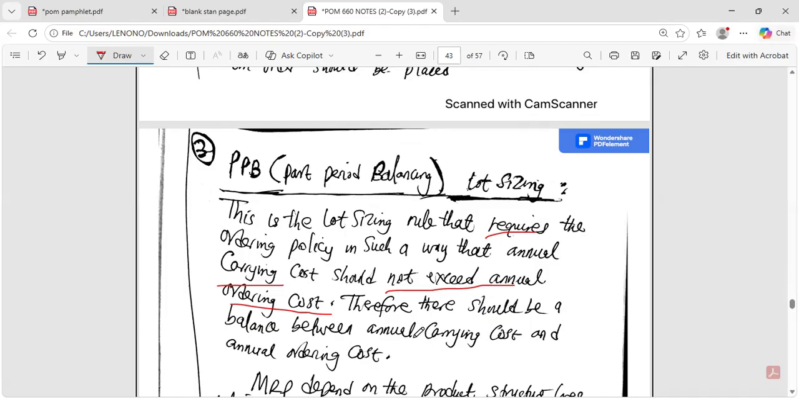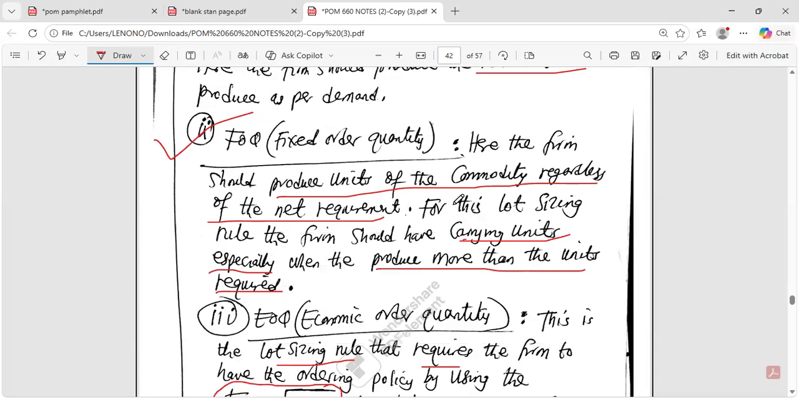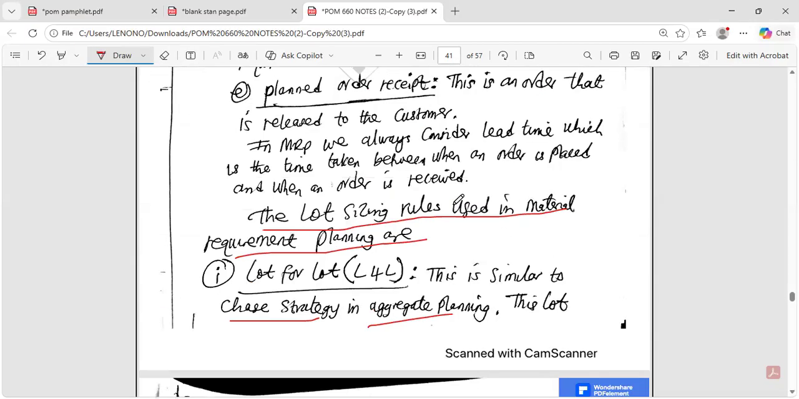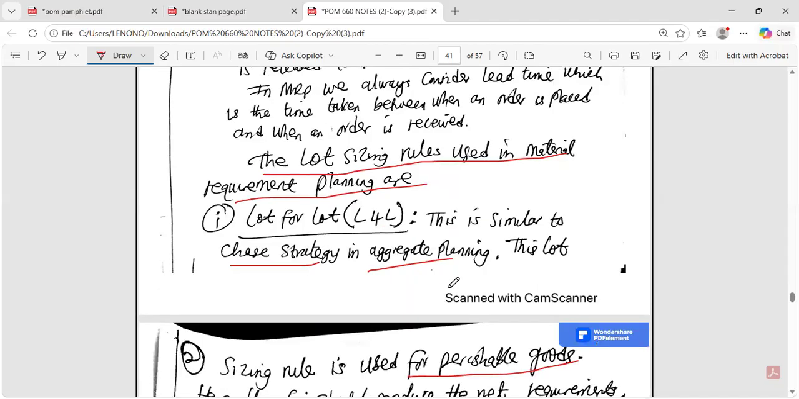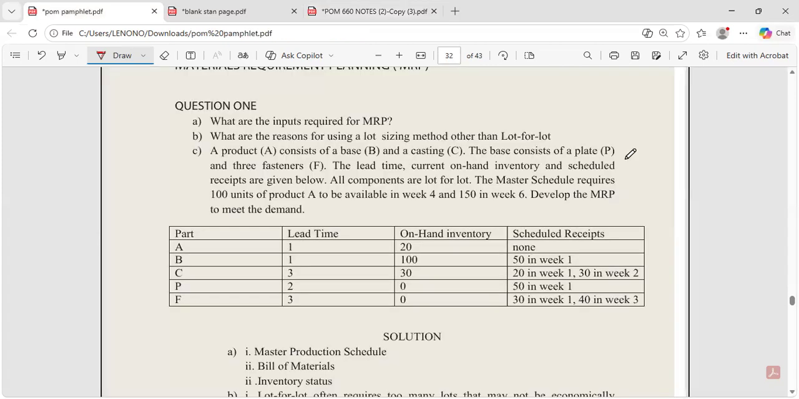All right, so we move on now. So MRP, like I mentioned, depends on the product structure tree obtained from the information given in the question. So from these lot sizing rules, the examiner in one of the exam question papers would ask you to do one lot sizing rule or 2 lot sizing rules or 3 lot sizing rules, depending on what the examiner needs. Okay, let's look at this question here.